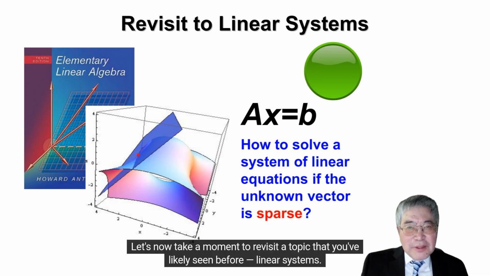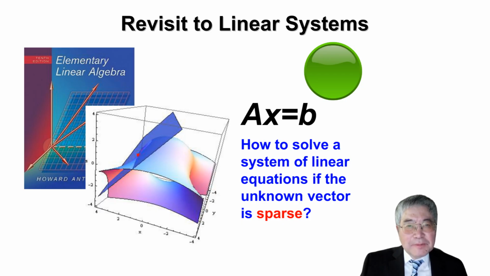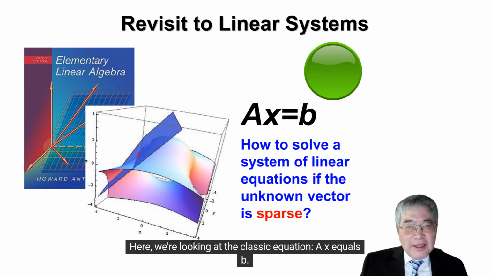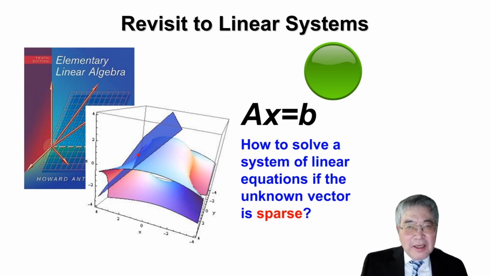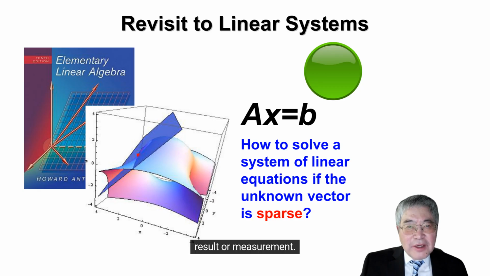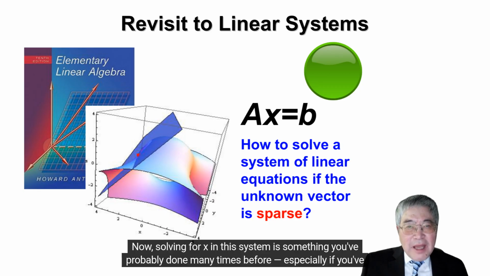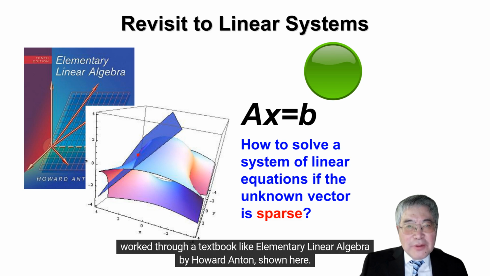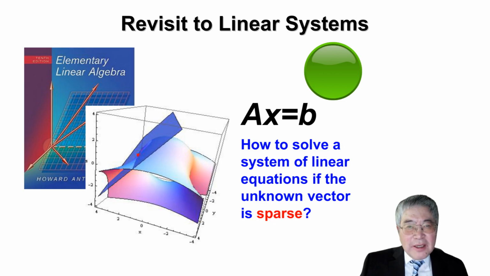Let's now take a moment to revisit a topic that you've likely seen before: linear systems. Here we're looking at the classic equation, Ax equals b. That's a system of linear equations where A is your matrix, x is the unknown vector, and b is the observed result or measurement. Now, solving for x in this system is something you've probably done many times before, especially if you've worked through a textbook like Elementary Linear Algebra by Howard Anton, shown here. But here's the key question for us.